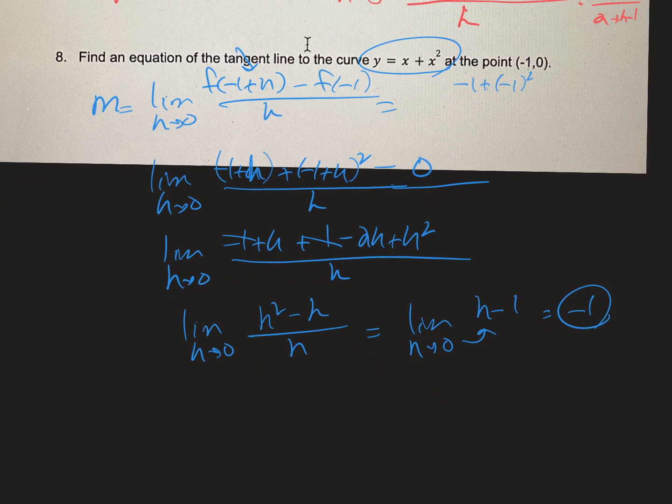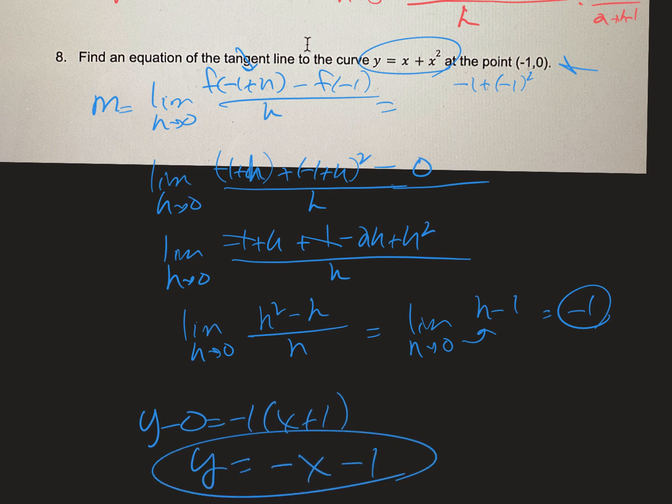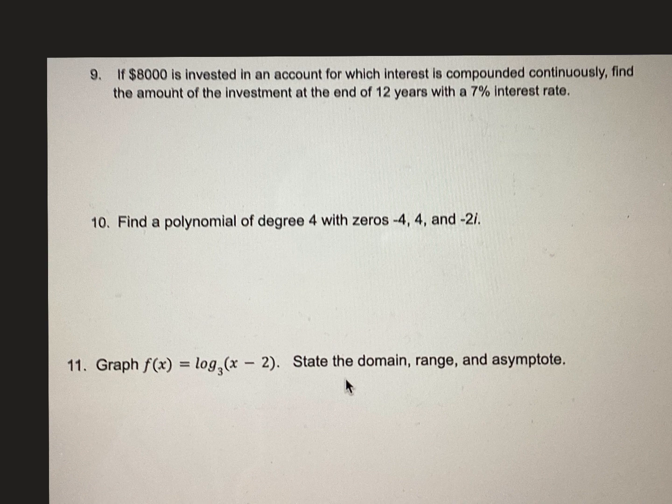Now I'm going to do point slope form with the negative 1. So I'm going to say y minus 0 is negative 1 times x plus 1. So my tangent line is just negative x minus 1. There's my tangent line to the curve at that point. That was awesome. Number 9, review stuff now.